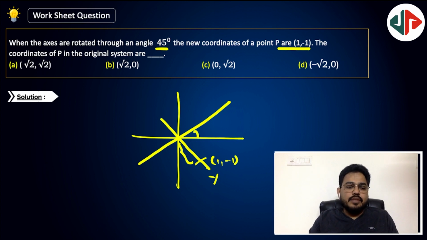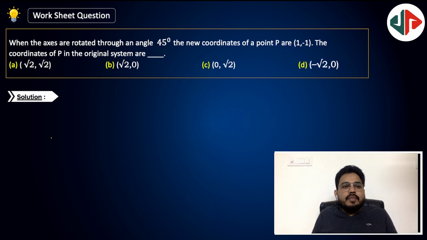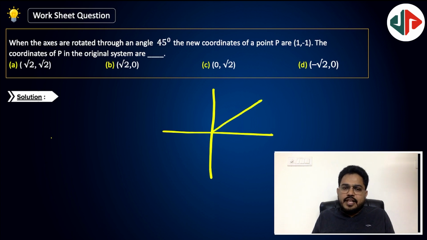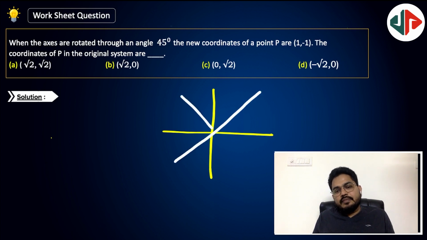I'm repeating this question. When the axes are rotated through an angle of 45 degrees, 45 degrees means, you look at here. I'll write the new coordinates in some other color. So if these are the new coordinates, this angle is 45 degrees. This is capital X, this is capital Y.